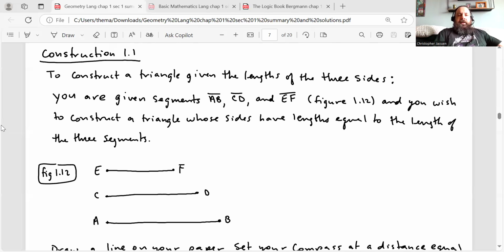So here Lang is outlining how to construct a triangle with three specified sides. So we'll go through the procedure here, and then the problems that we're going to look at all deal with this type of construction.